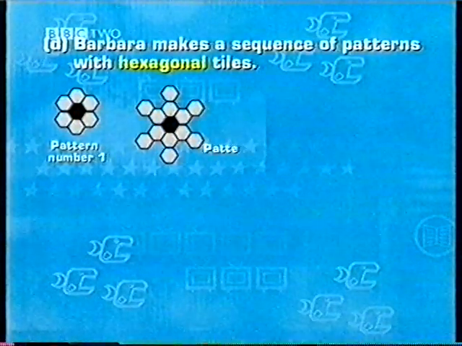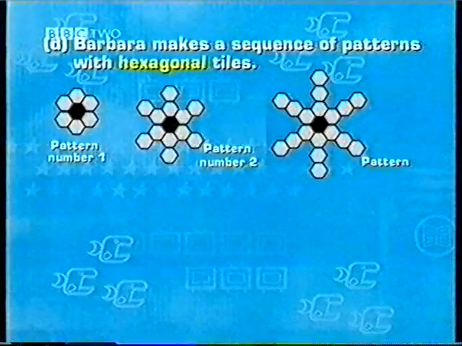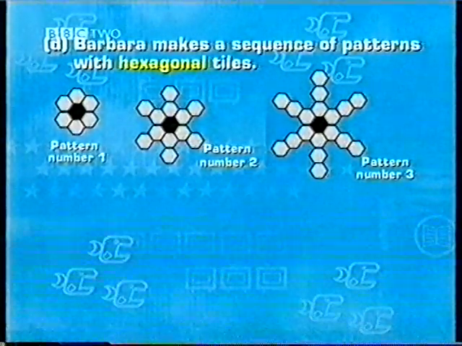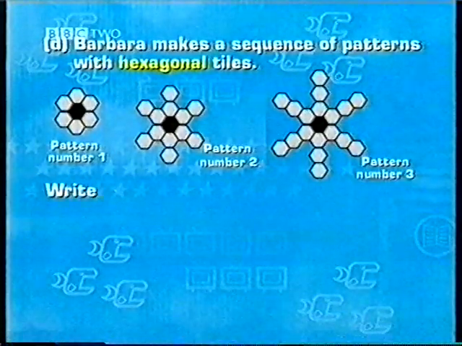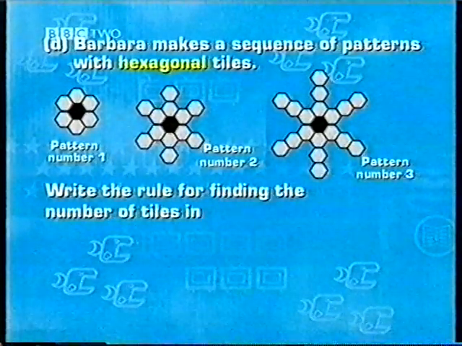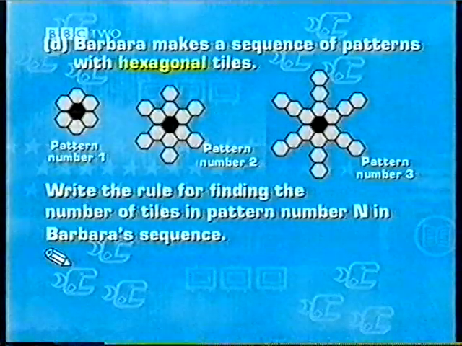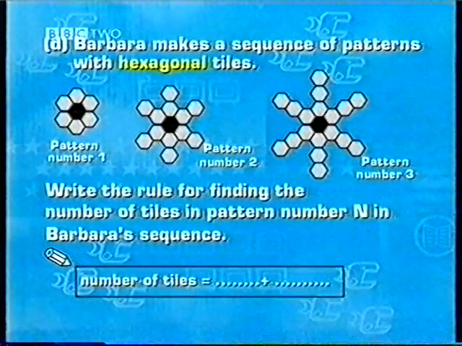Part D of the question tells us that Barbara makes a sequence of patterns with hexagonal tiles. You're given 3 pattern numbers. You're told that each one has a black tile in the middle and 6 more grey tiles. You're then asked to write the rule for finding the number of tiles in pattern number n in Barbara's sequence.